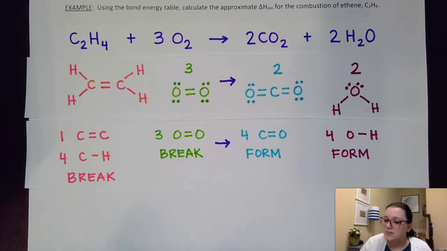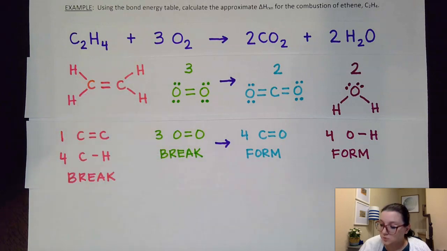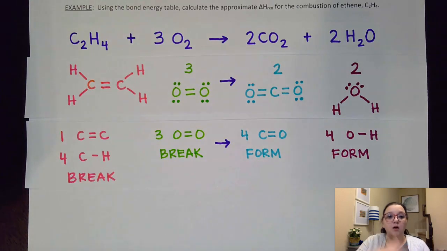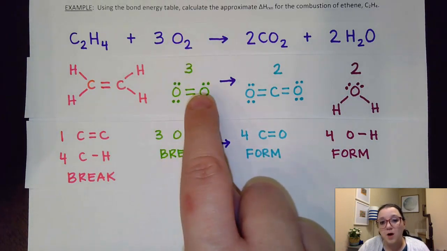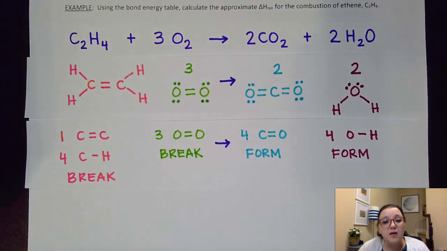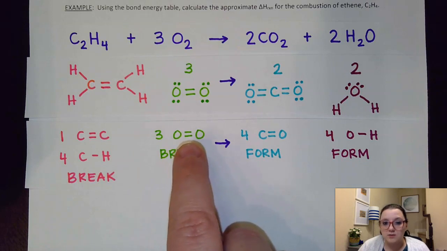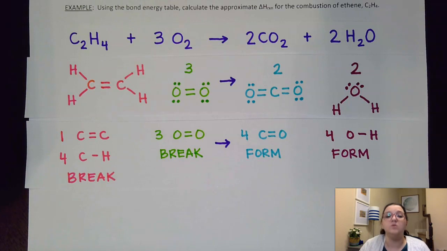I can see in the ethene that I have one double bonded carbon to another carbon, and then I have 4 single bonded carbon to hydrogen bonds. So you can write carbon to hydrogen or hydrogen to carbon. It really doesn't matter. Here in the oxygen, I had a double bond, but don't forget I had 3 of those molecules. So I put 3 double bonded oxygens. And you notice with both of those, I wrote that I'm breaking those because they're on the reactant side.